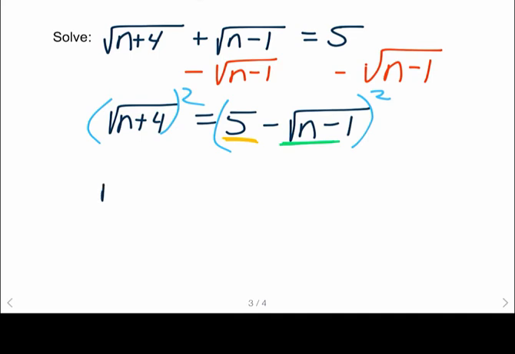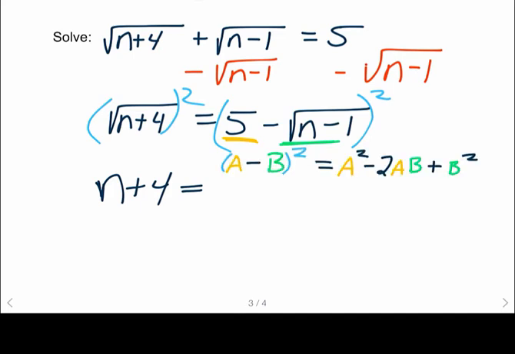On the left-hand side, squaring this radical gives us n plus 4, the radicand. On the right-hand side, though, let's remind ourselves of the pattern. What we're going to end up with is the first term squared, minus 2 times the first term times the second term, plus the second term squared.